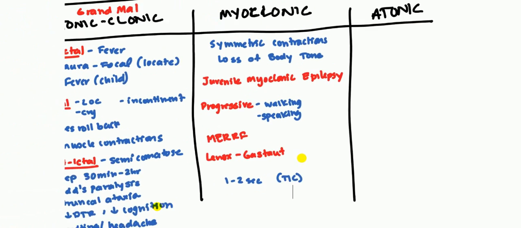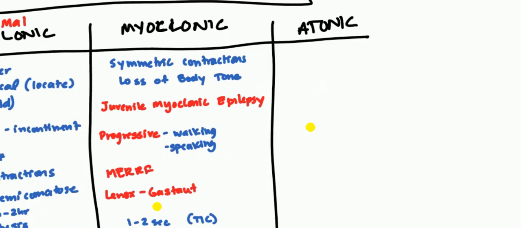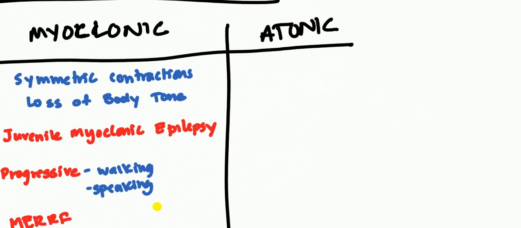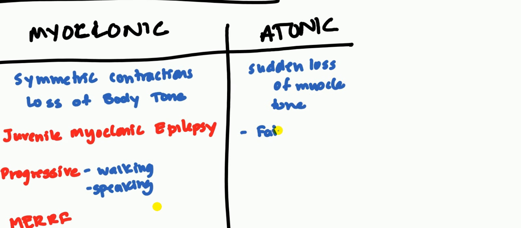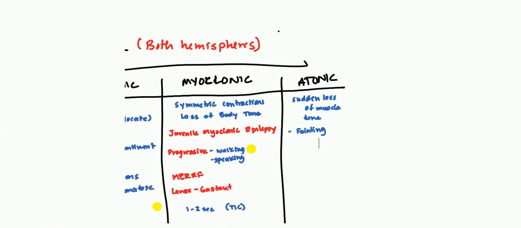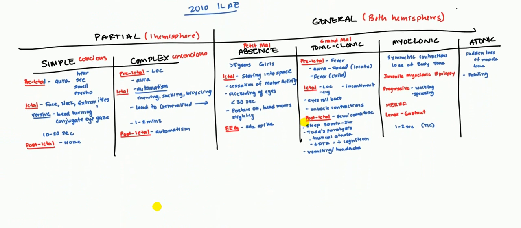The final one, which is also the easiest, is atonic. So atonic is basically a sudden loss of muscle tone. So the patient is walking around doing something and has a sudden loss of muscle tone, they come crashing to the floor. And as you can imagine, this is very often confused with fainting. So the patient believes he's fainted, but he actually just had a seizure.